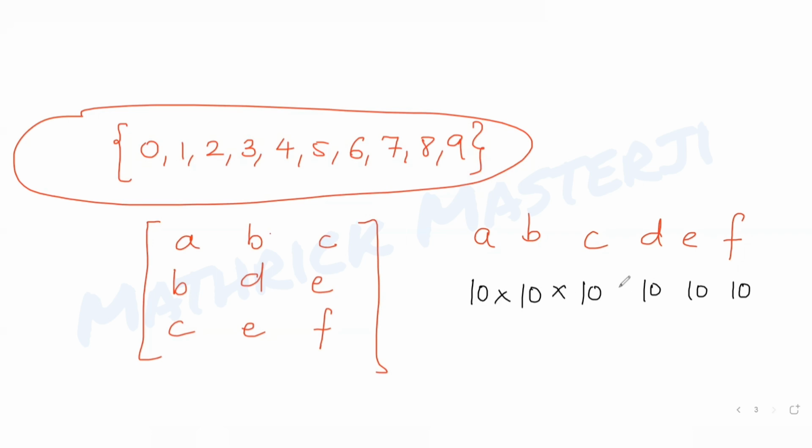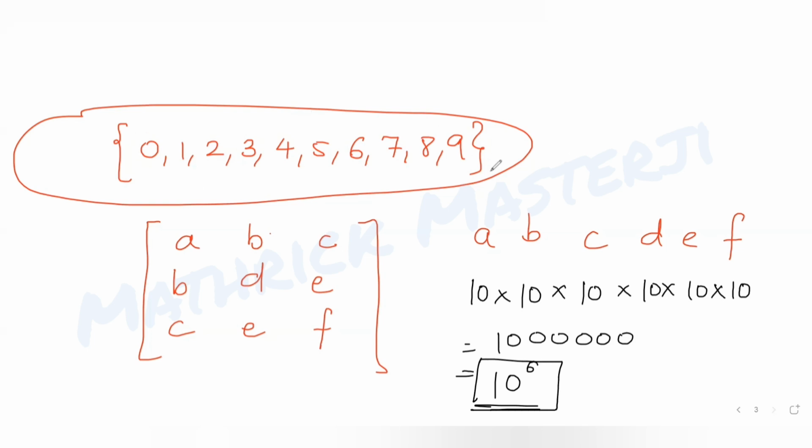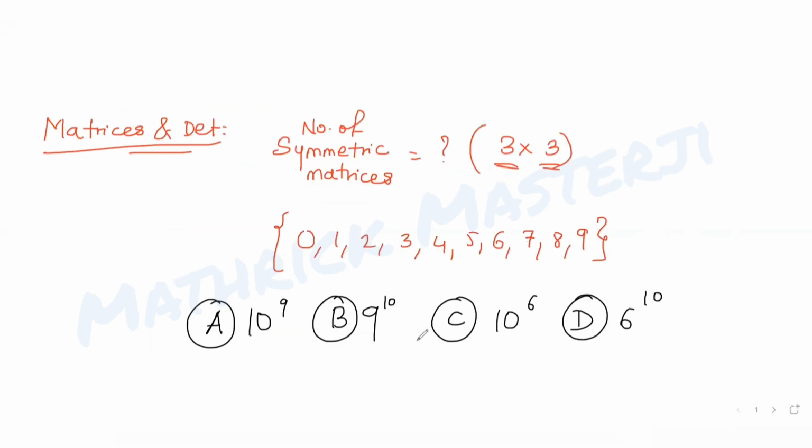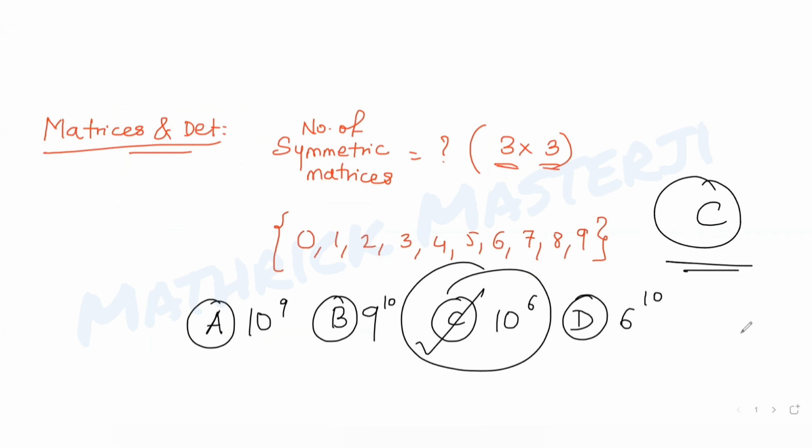So in total, the number of symmetric matrices I can form is 10 into 10 into 10 into 10 into 10 into 10. So it is 10 multiplied 6 times, so I get 6 zeros, and I can write that as 10 raised to 6. So the total number of symmetric matrices of order 3 with entries from this set is 10 raised to 6. And the answer choice that matches is option C. So C becomes the correct answer for the question given to us.